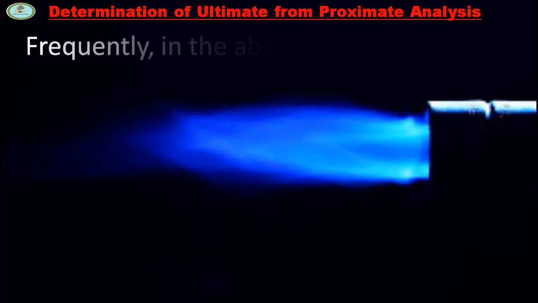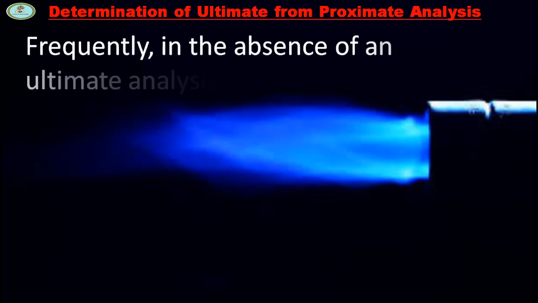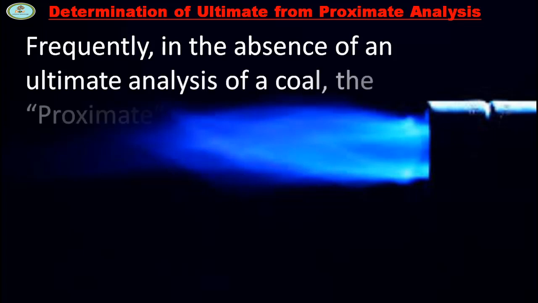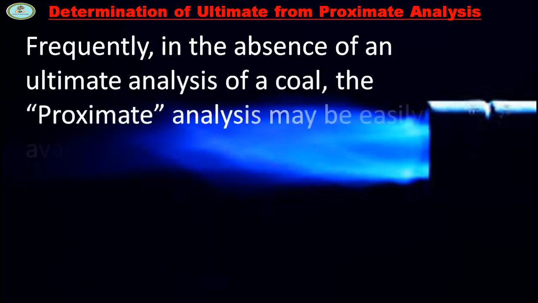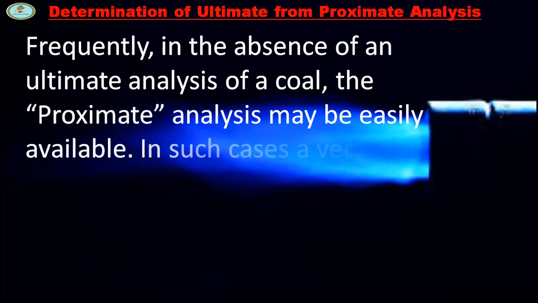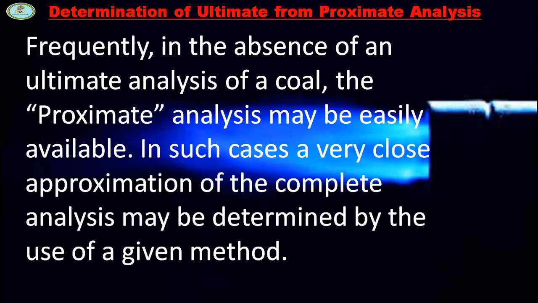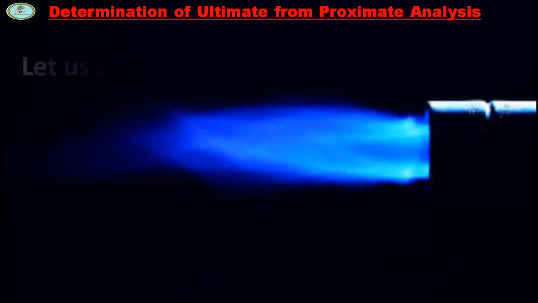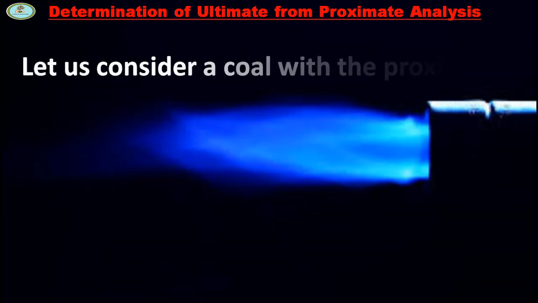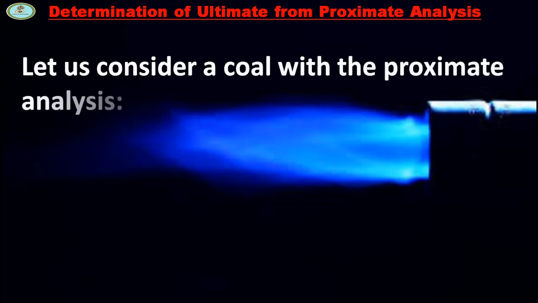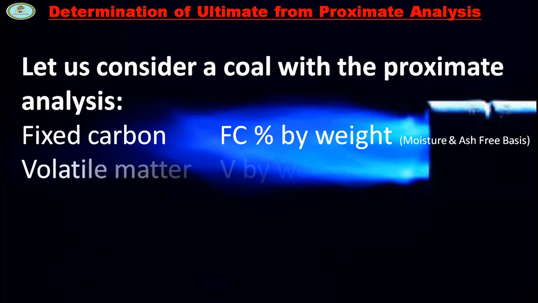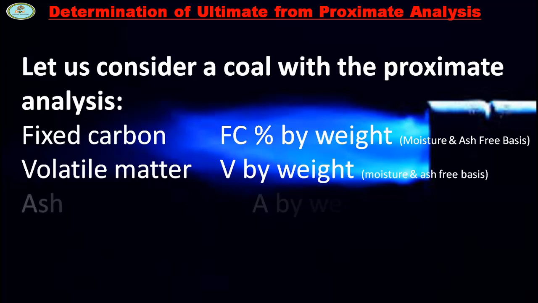Frequently, in the absence of an ultimate analysis of a coal, the proximate analysis may be easily available. In such a case, a very close approximation of the complete analysis may be determined by the use of a given method. Let's consider a coal with the proximate analysis: fixed carbon in percentage of weight, moisture and ash free basis; volatile matter by weight, moisture and ash free basis; ash by weight; moisture by weight.